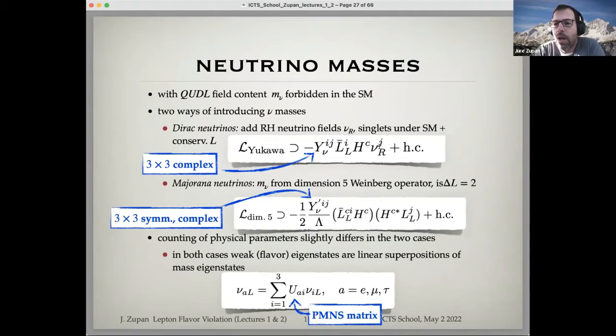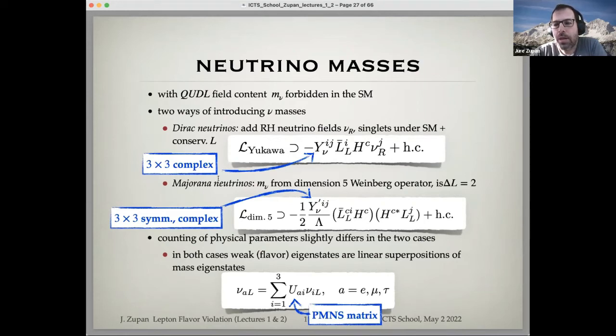So now everything is exactly the same as it was in the quark sector. We have two 3x3 complex matrices. They're completely general. In general, you can't diagonalize them at the same time. So Y_L and Y_nu will not be diagonal in the same basis. And we'll end up with a mixing matrix with 3 angles and 1 CP phase, the same as the CKM matrix. Now, that's not the only option.